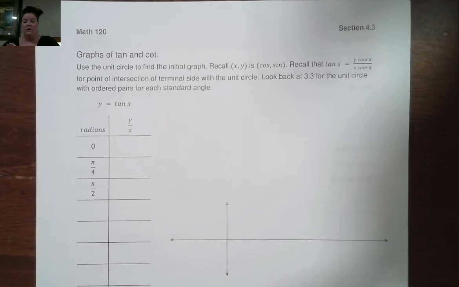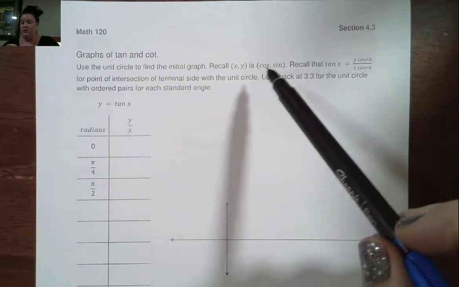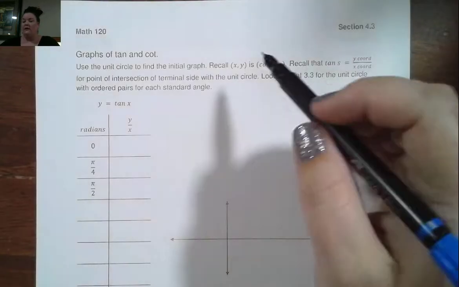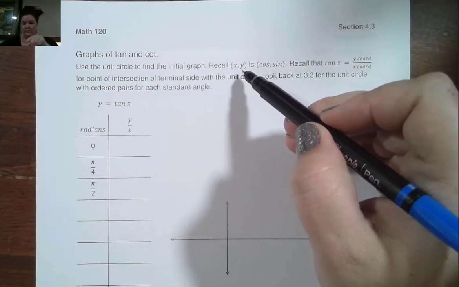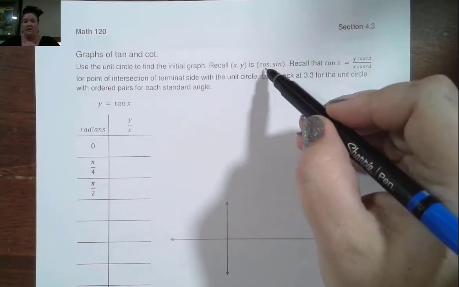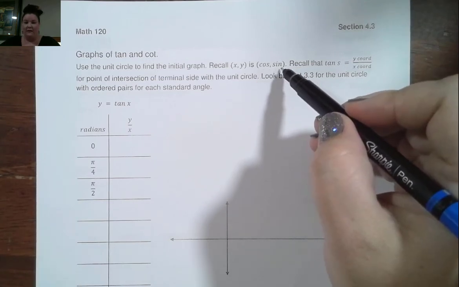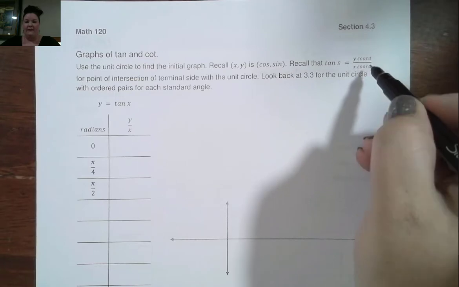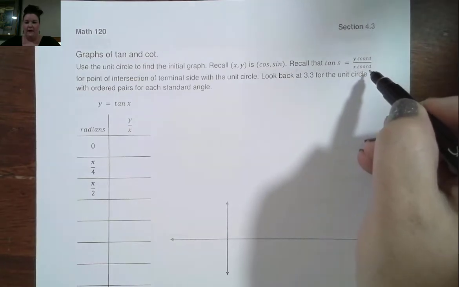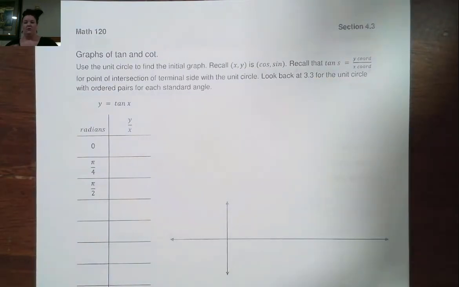Okay, now before I get into all of this, I just want to remind you that when we are looking at the unit circle, the xy points that we have all the way around, the x and y, are defined by the cosine value of that angle and the sine value of that angle, right? And when we talk about tangent, tangent can be calculated by finding the y value divided by the x value. Okay, so you can look back in your notes at section 3.3 for the unit circle.